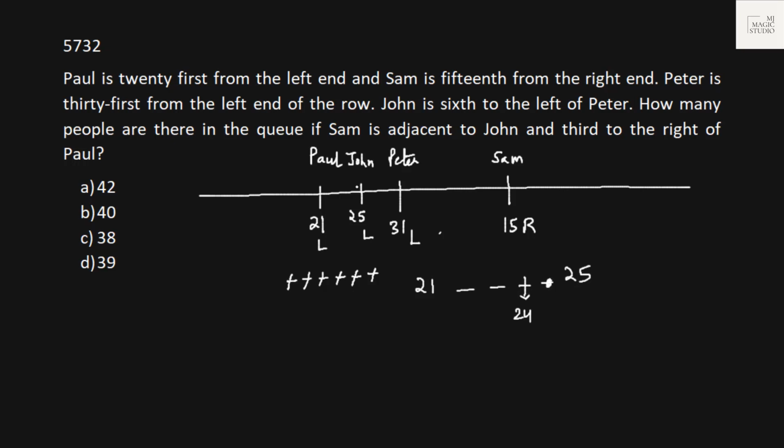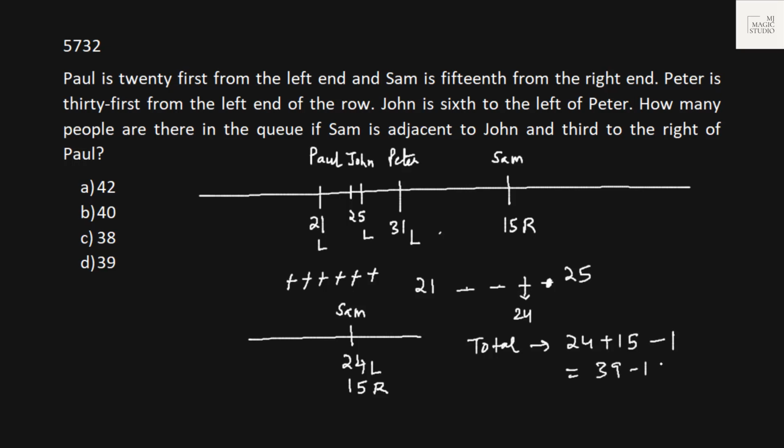And then it is 25th. So Sam is actually here. Let us see Sam. Sam is at 22nd, 23rd, 24th position from the left. And Sam is also 15th position from the right. That means the total number of people in the queue is 24 plus 15 minus 1, that is 39 minus 1, which is 38. Option C is the pick.